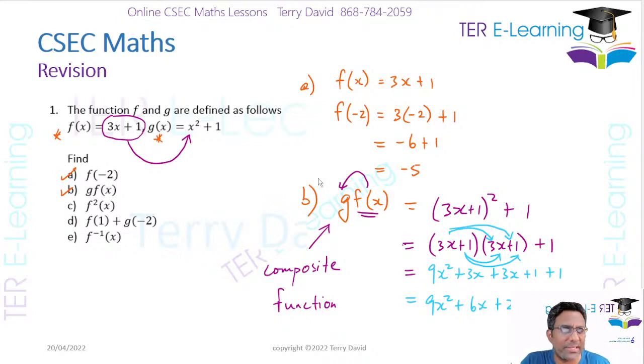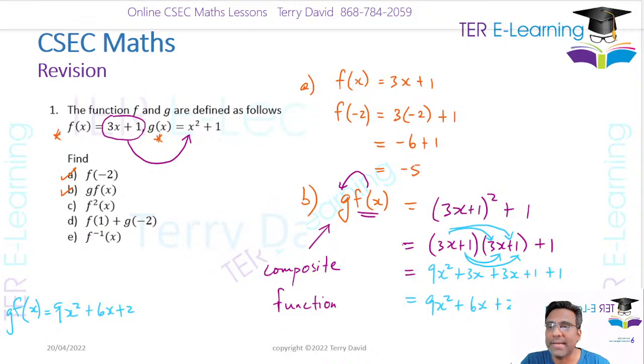Right, so I know you all are seeing the answer properly there. Something is blocking you. So the answer should be 9x squared plus 6x plus 2. So that's my function g f of x. So that's part B.